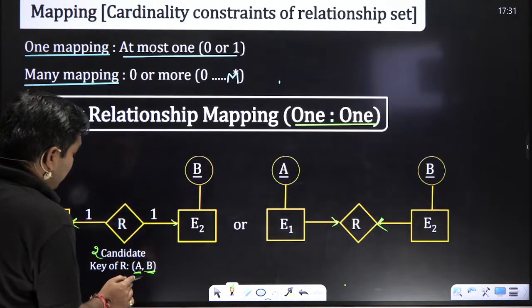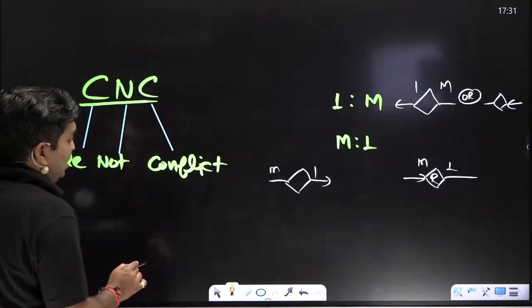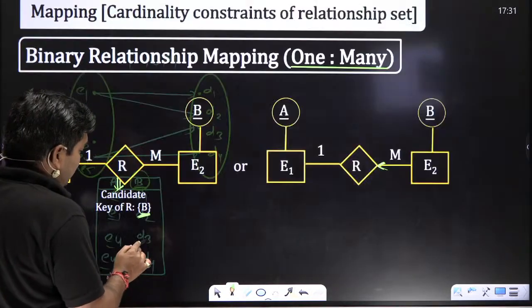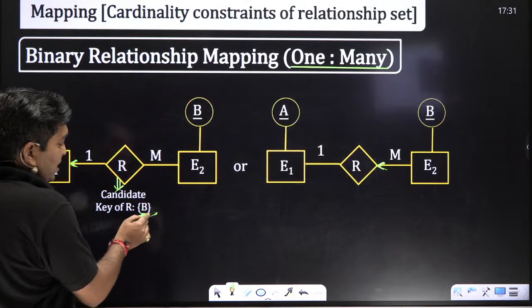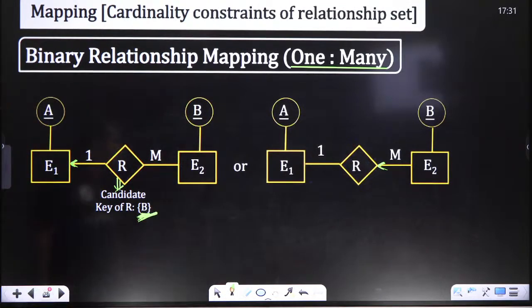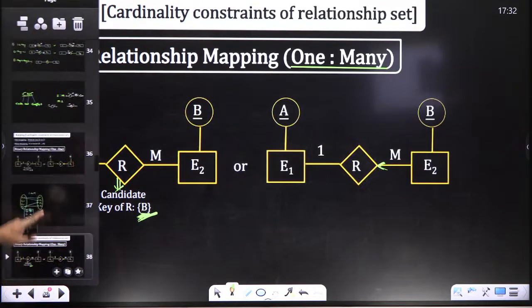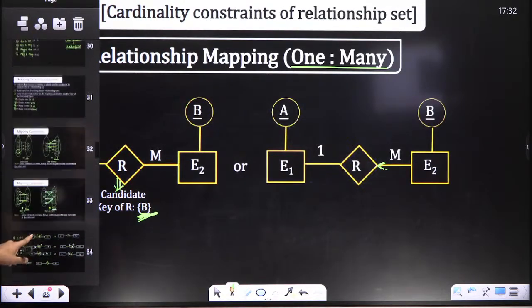That's why here the candidate key is B. Clear? Don't worry, again I will show those examples. Don't fear, bachcho.